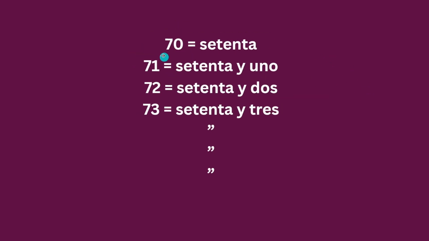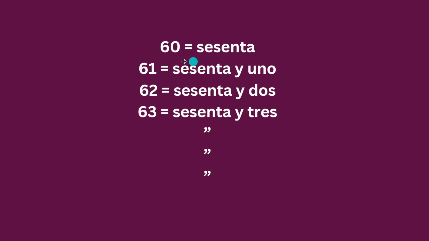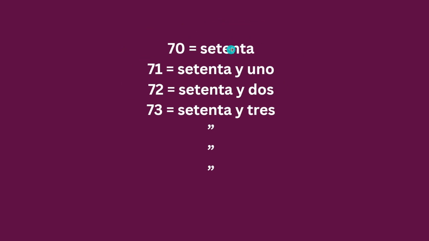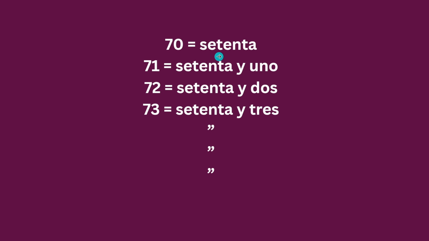How do we say 70 in Spanish? We say it as setenta. So you have to focus here. For 60 it is sesenta. For 70 we say it as setenta. T is here, okay? For 71, setenta y uno. For 72, setenta y dos. For 73, setenta y tres, till 79. After that 80 will come.